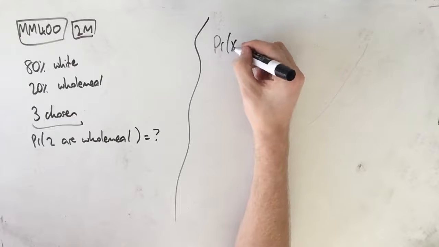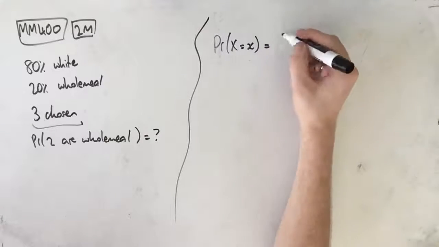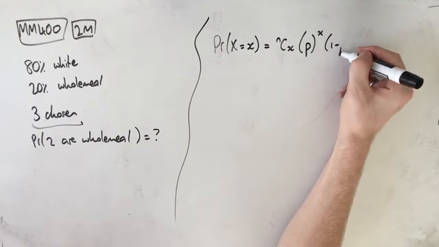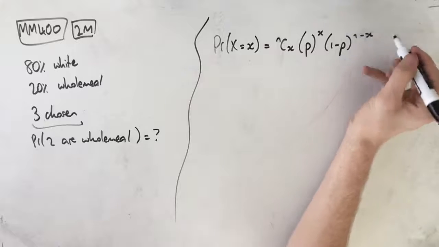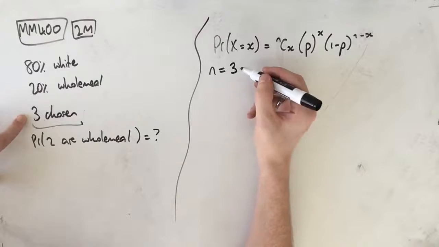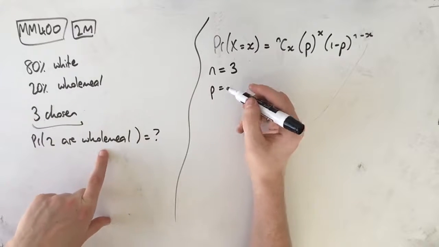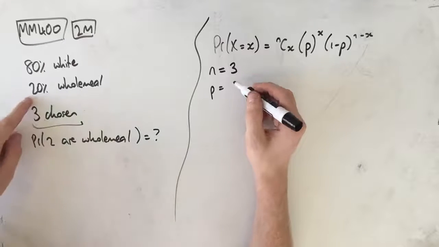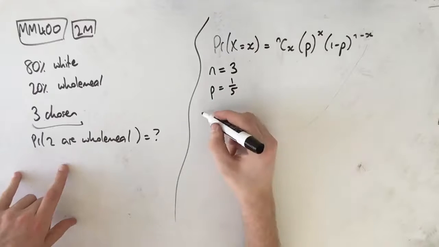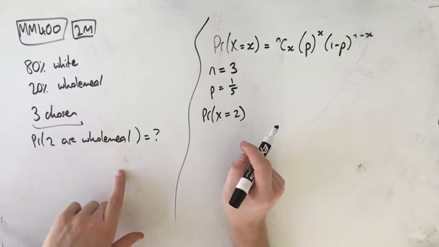So our regular binomial distribution formula says that the probability that X equals x is equal to nCx times p to the power of x times (1 minus p) to the power of n minus x. Now, in this case, our n is our number of trials, so how many loaves we've chosen, which is 3. Our probability p is the probability that any given loaf is a wholemeal, which is 20%, so 1 in 5. And our x value is the number that we're looking for, so x equals 2, because we're looking for 2 of them to be wholemeal.